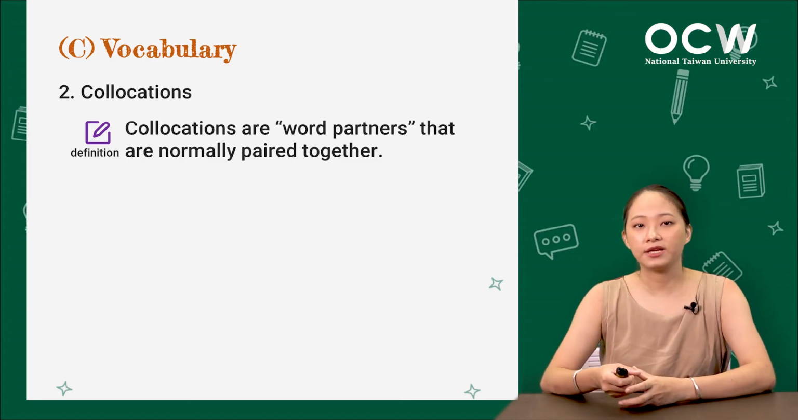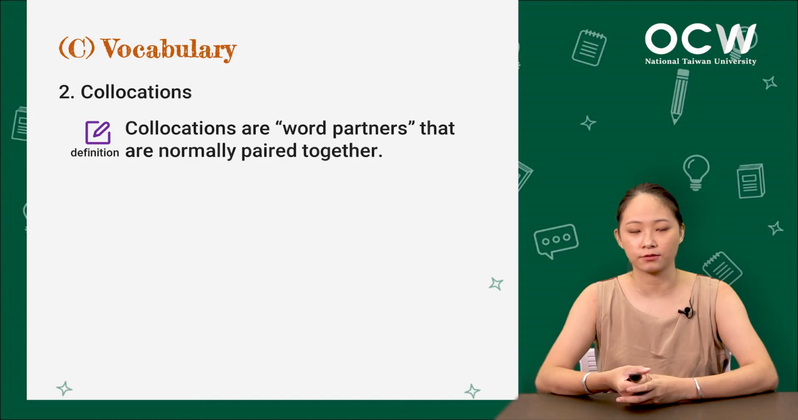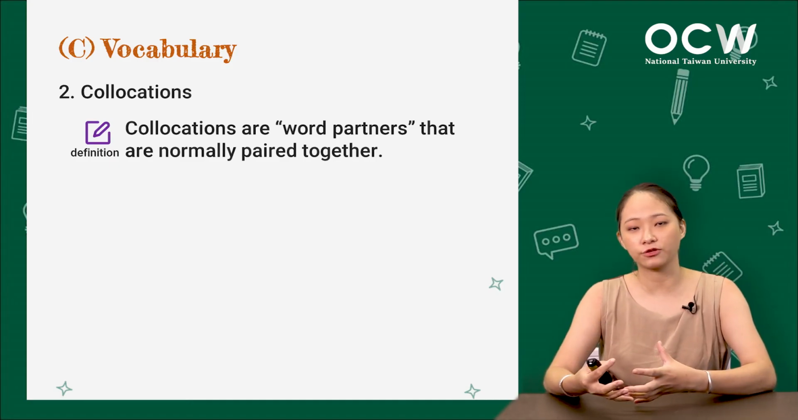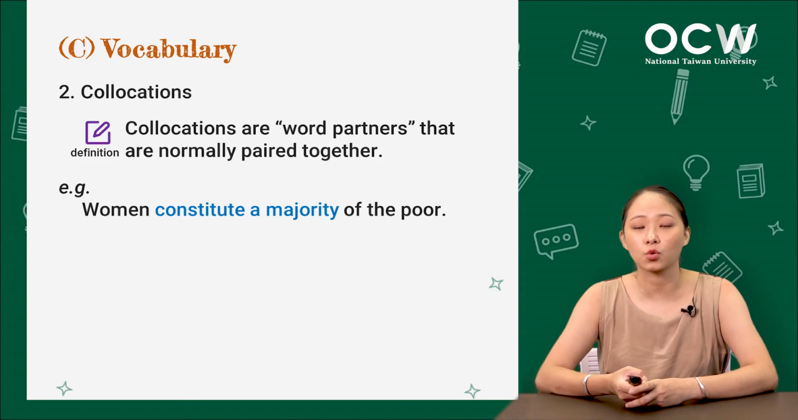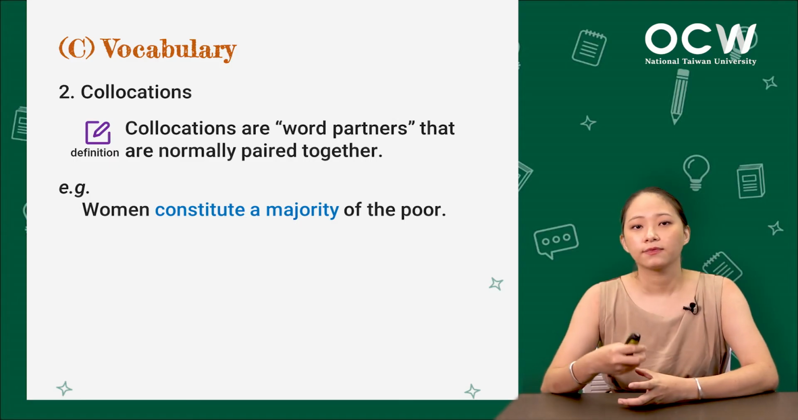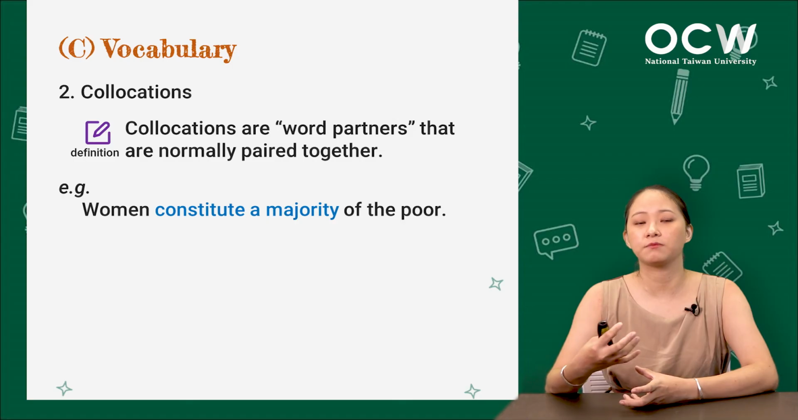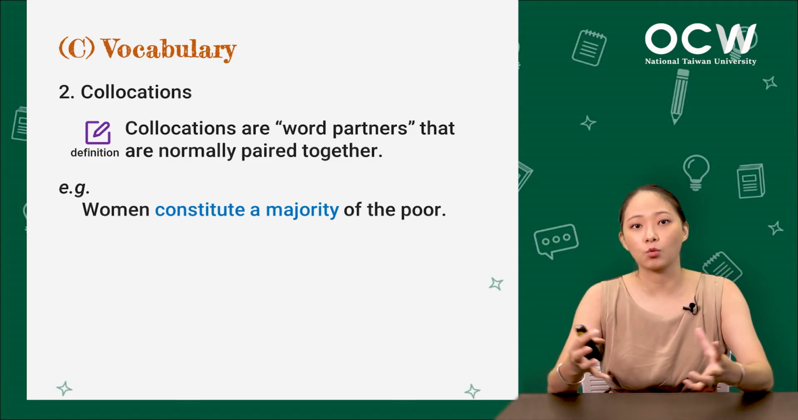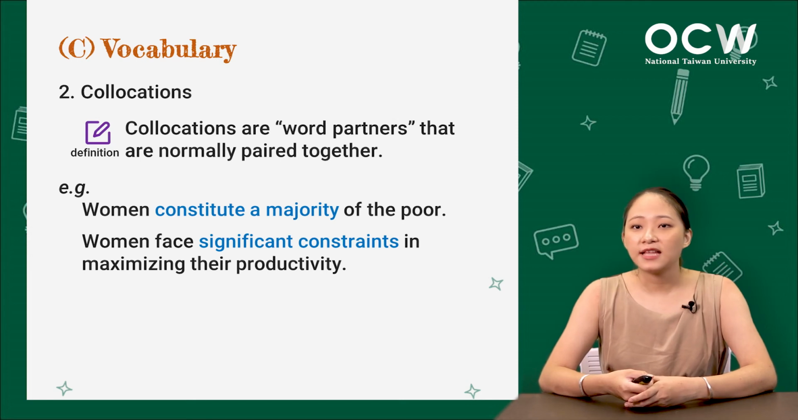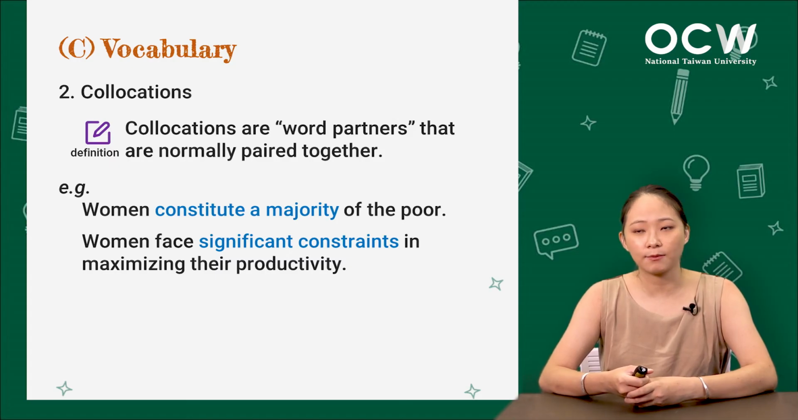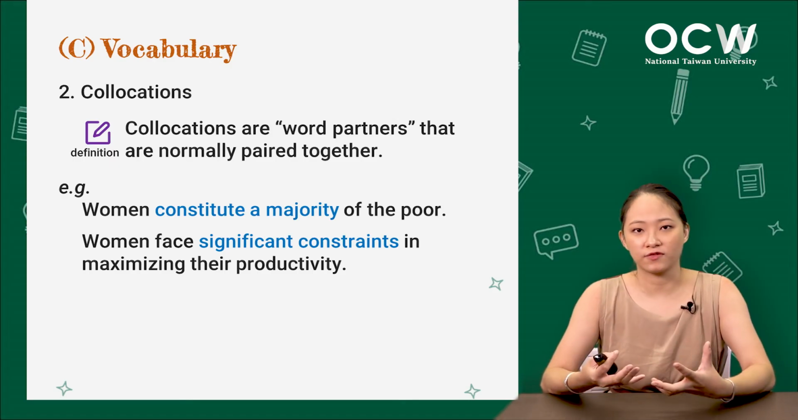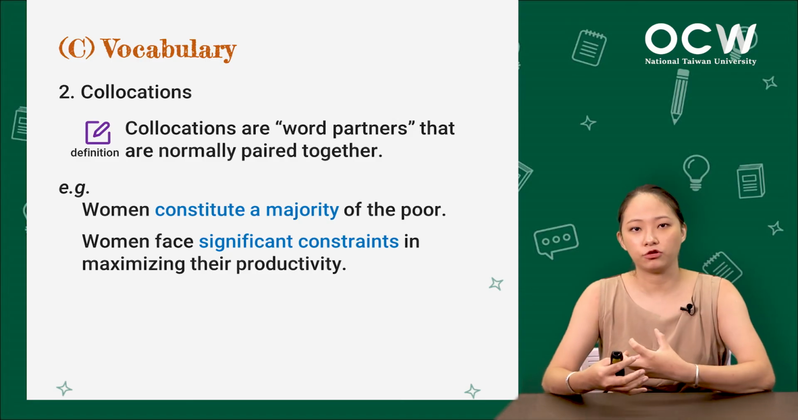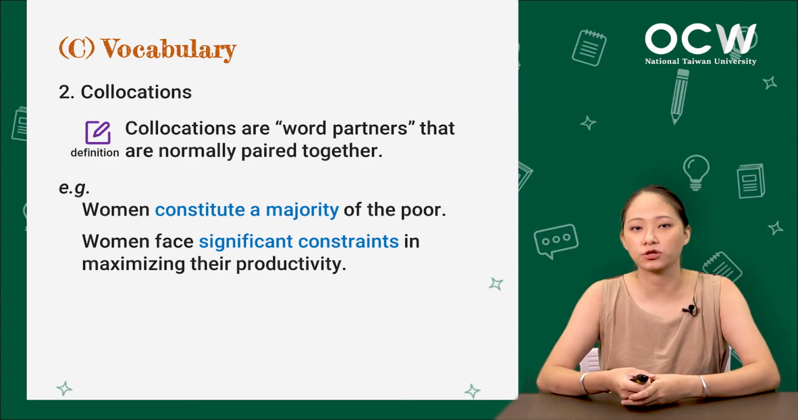Collocation is quite simple. It means the combination of different words that just work together. So we're going to talk about the different combinations. The first one is verb plus noun. Women constitute a majority of the poor. When we put these two together, they're normally paired together to express the meaning of being composed or put together. Now, the next is adjective plus noun. Women face significant constraints in maximizing their productivity. Again, the word significant means a lot, much of it. Constraint is something that bounds you. So it helps to highlight the situation of women.